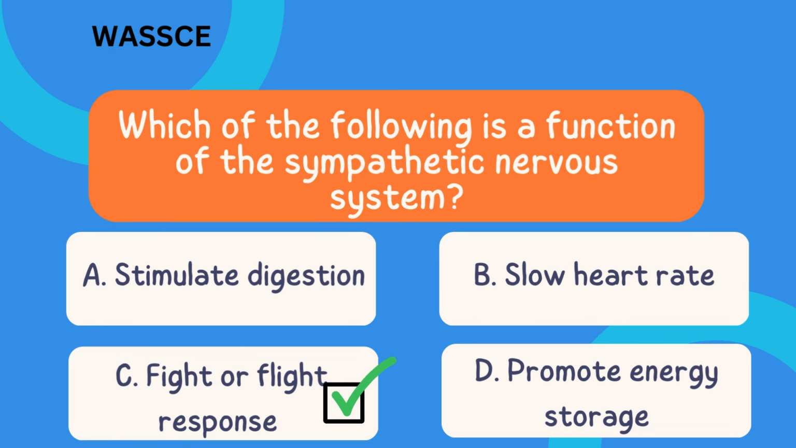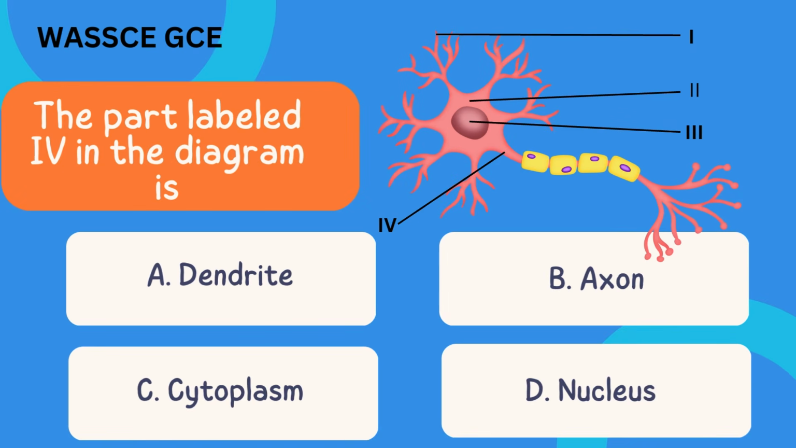The next question is from WAEC GCE, and it says, the part labeled Roman figure 4 in the diagram is, A. Dendrite, B. Axon, C. Cytoplasm, and D. Nucleus. Study the diagram and pick your answer.